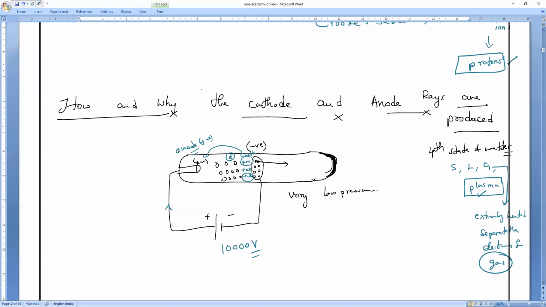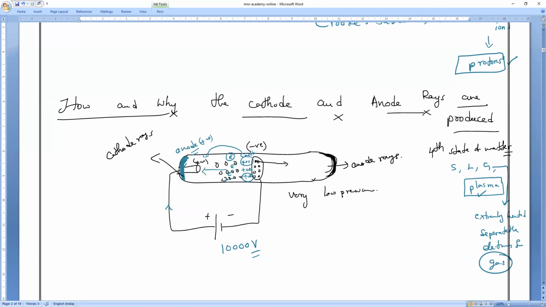Now, the electrons are coming. The electrons are attracted by the anode and they will form the green fluorescence, a greenish glow on the same side of the anode. This greenish glow we call cathode rays, and this red fluorescence we call anode rays. I hope you all understand.